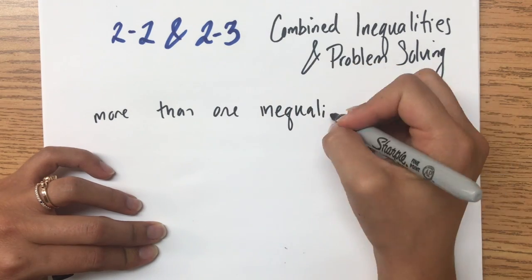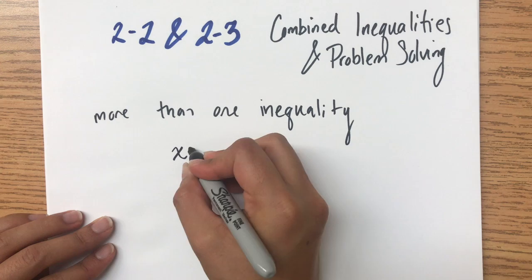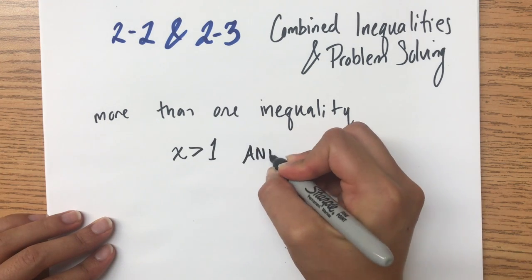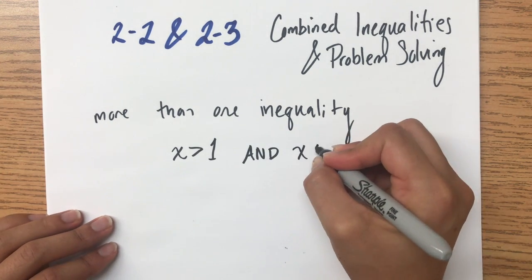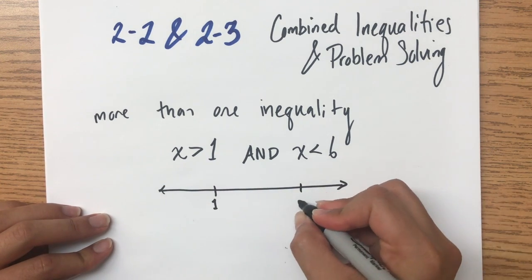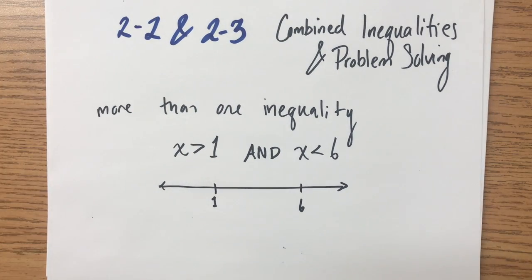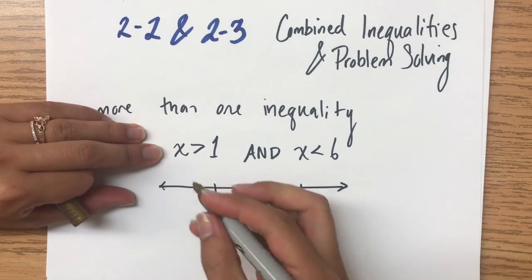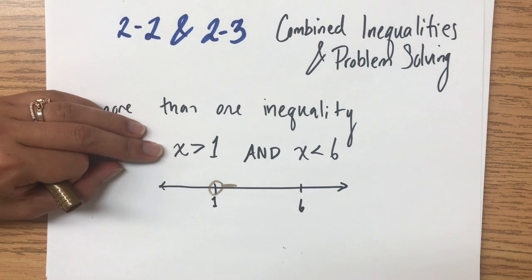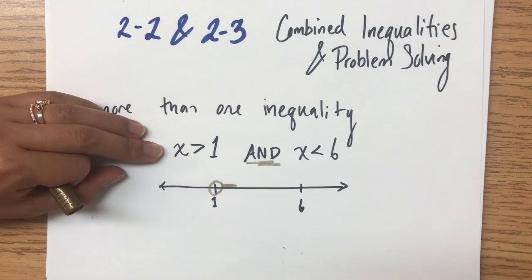Okay, so now we're going to have more than one inequality. So here we might have something like, okay, we have x is greater than 1 and x is less than 6. So we're going to combine these two inequalities into one graphical solution. X is greater than 1 has an open circle going to the right. X is less than 6 has an open circle going to the left.